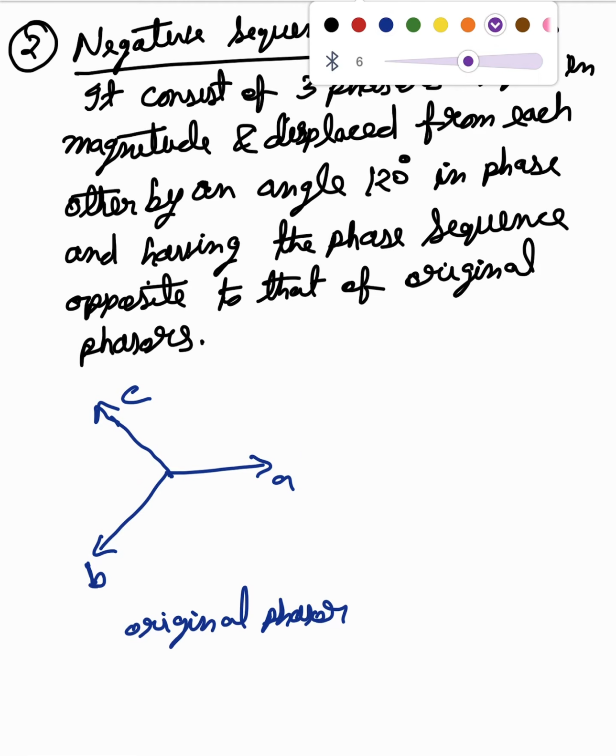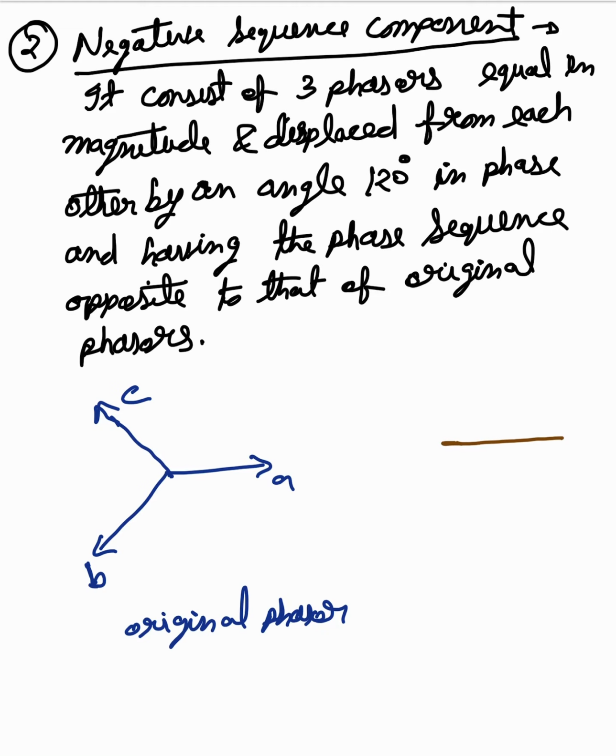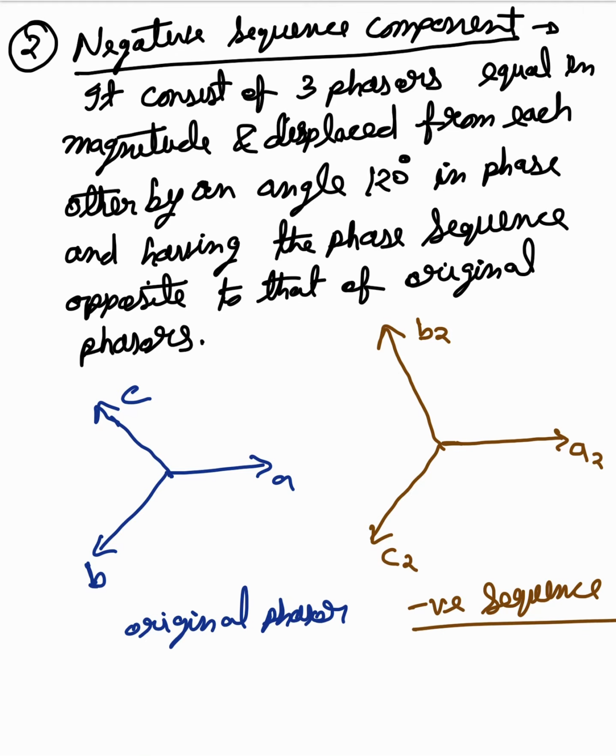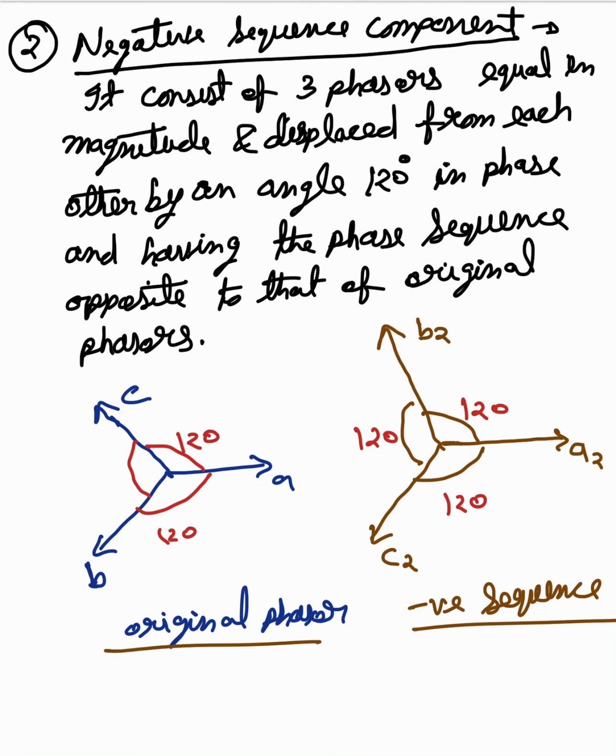Okay, this one is the original phasor: A, B, and this one is C. And this one is the negative sequence phasor: A2, C2 and B2. The displacement is the same as the original phasors: 120, 120 and 120 degrees. That is the negative sequence.